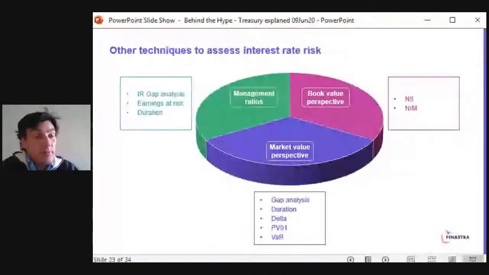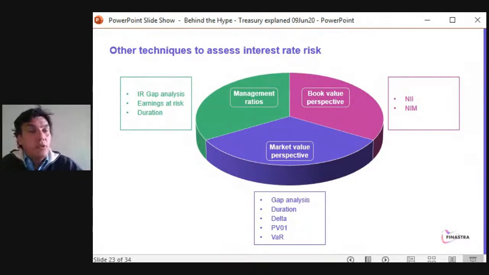You have, in terms of management ratios, ones that look a little bit more at the bank in its entirety. And again, because the Treasury is at the heart of the bank, they have a look at everything, the global business. So they are able and they need to look at those as well. So you have the earnings at risk, you have the duration again, and you have the global gap analysis.